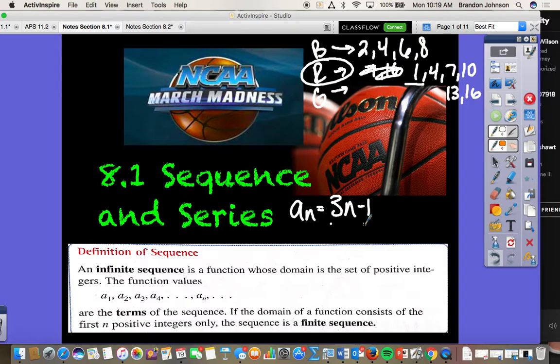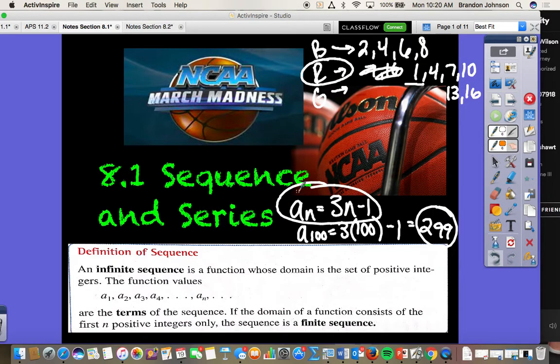So if I said, what is the 100th term of this sequence, what would you tell me? A sub 100. Good, Jacob. And that equals what? And what would go in for n? 100. Good. Minus 1. So the 100th term of this sequence is 299. All you are doing is plugging in whatever term it is. We plug 100 in for n to get this out. Again, this is an infinite sequence.